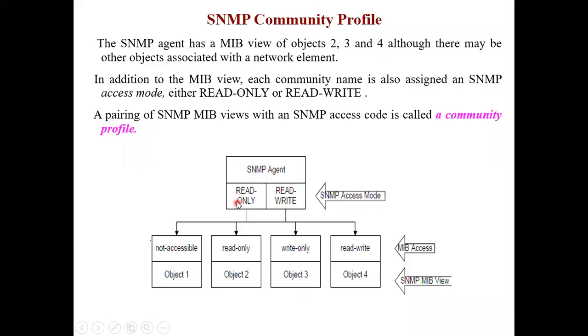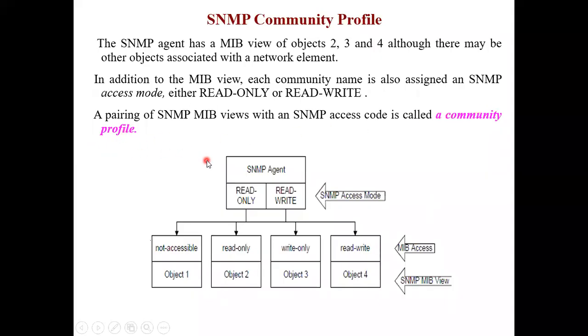Similarly, for an object with read-only facility, here read-only is the community name, and read-write is the community name. So when we pair these two, then only I can get the access. So a pairing of an SNMP MIB view with an SNMP access mode is called a community profile.